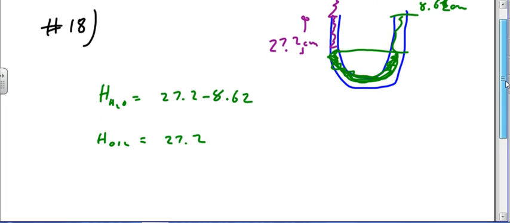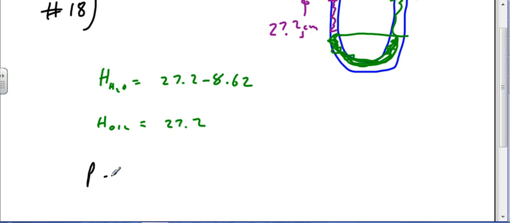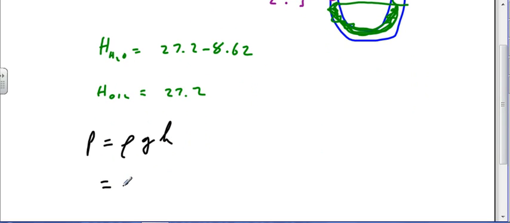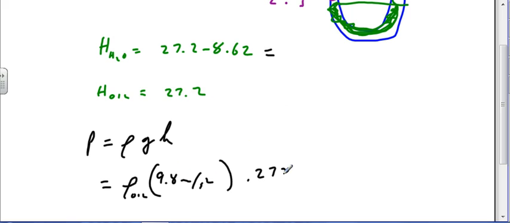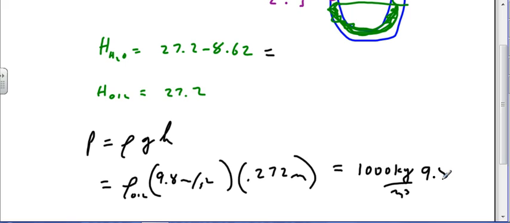Okay, so pressure is rho g h. So the pressure caused by the oil, rho of the oil, times 9.8 meters per second squared times the height, 0.272 meters, has to equal the rho of the water, which is 1,000 kilograms per meter cubed, times 9.8 meters per second squared, times the height of the water, which we haven't calculated yet. 27.2 minus 8.62.